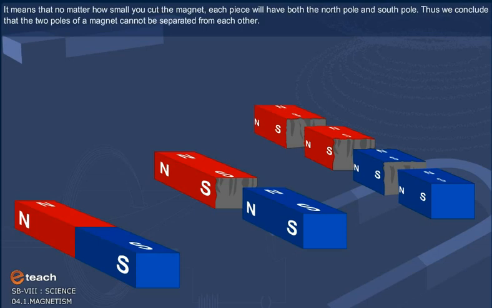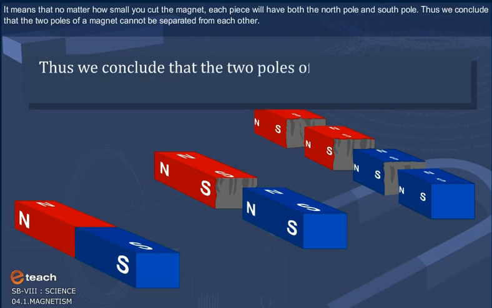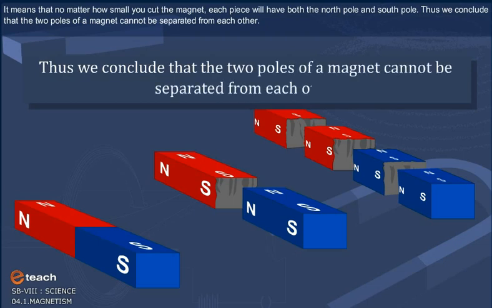It means that no matter how small you cut the magnet, each piece will have both the north pole and south pole. Thus we conclude that the two poles of a magnet cannot be separated from each other.